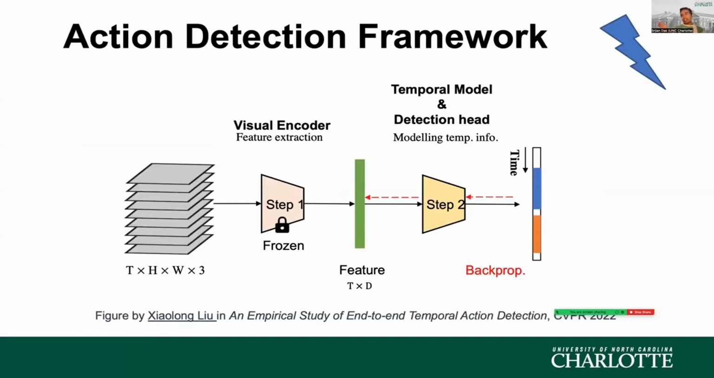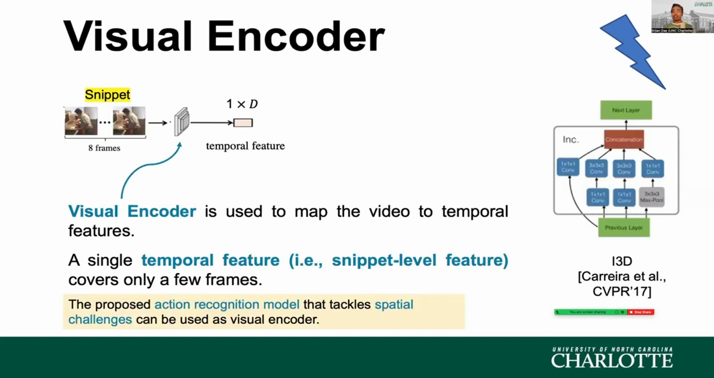This is a classical action detection framework where the untrimmed video is fed to a visual encoder, and then the temporal features are fed to a temporal model in the second step. This temporal model has a detection head, which gives you the actions per frame or per segment. Firstly, we have this visual encoder, which maps the video from the raw pixels to temporal features. This visual encoder is a convolutional-based or transformer-based model that maps the pixels into a series of features.